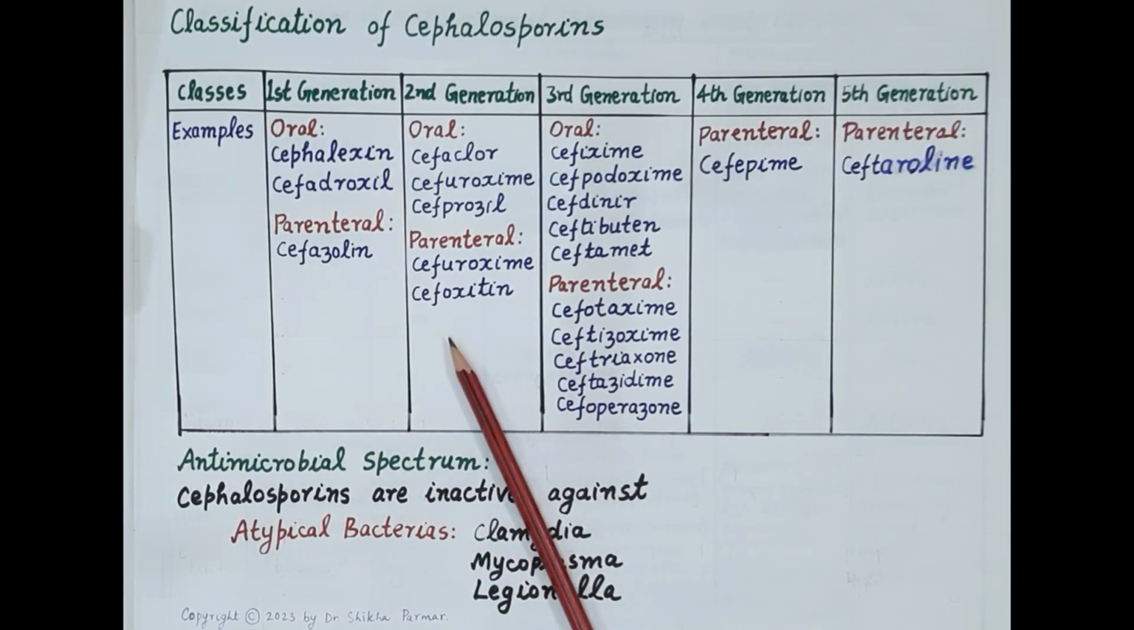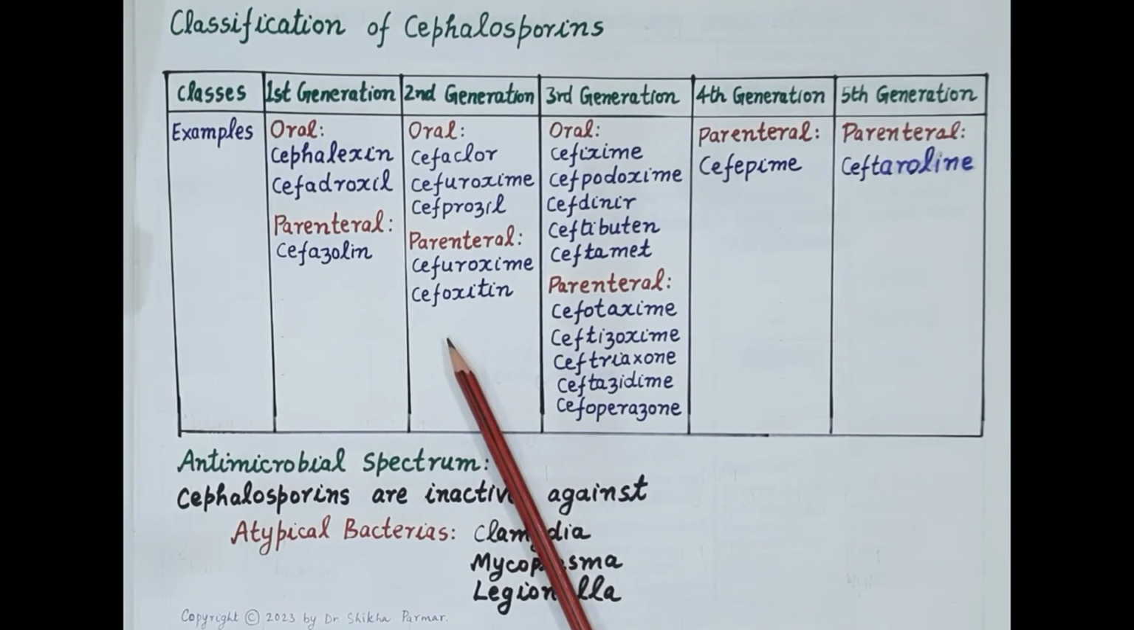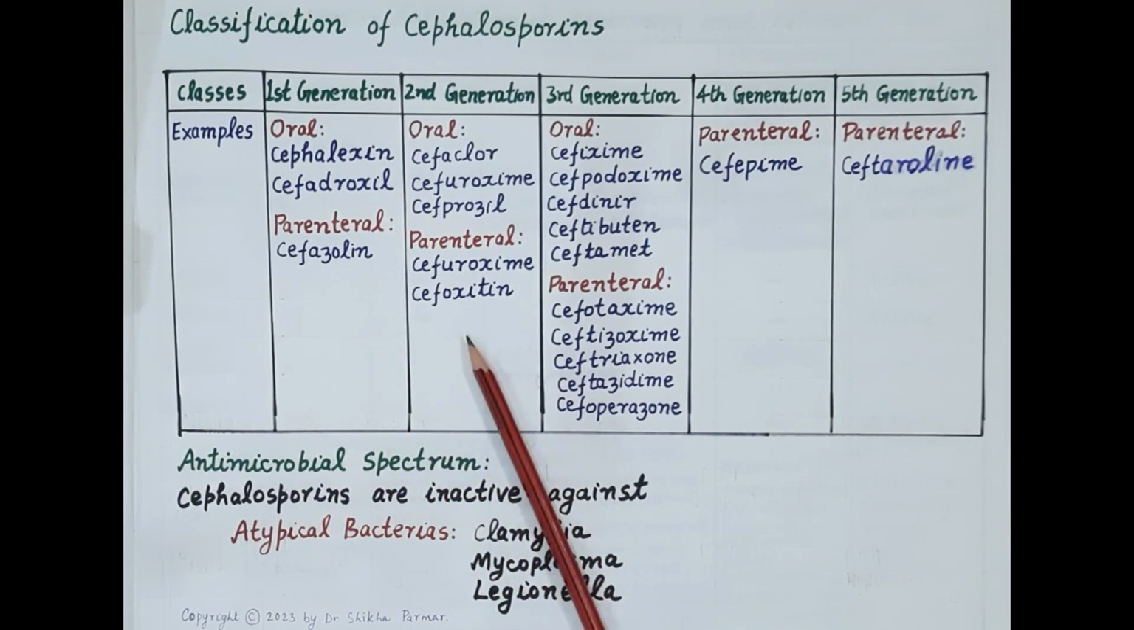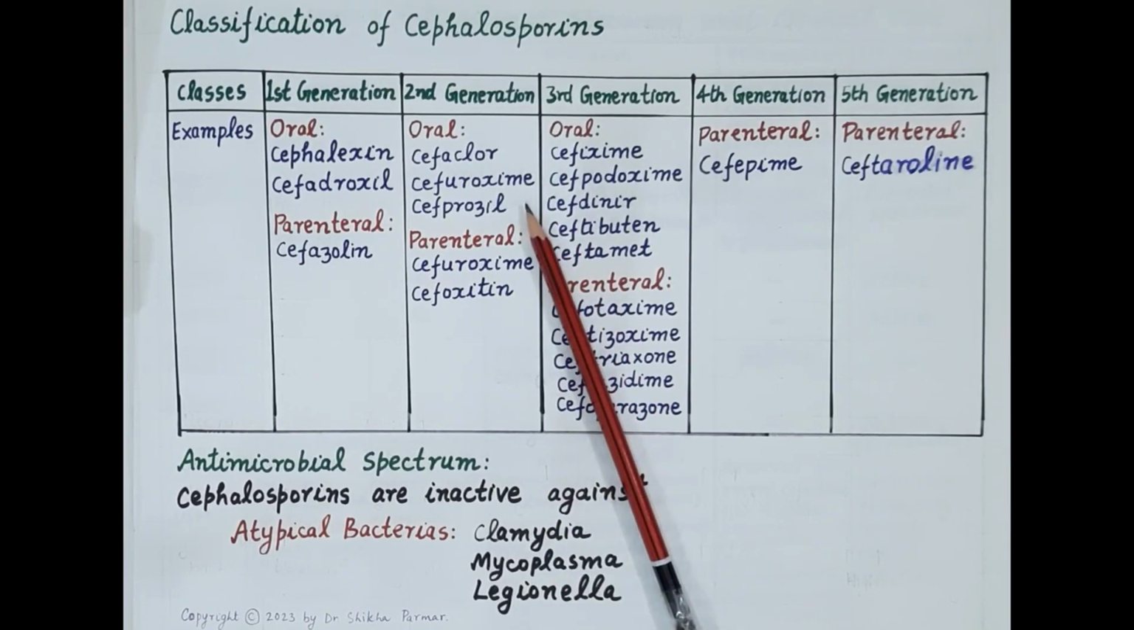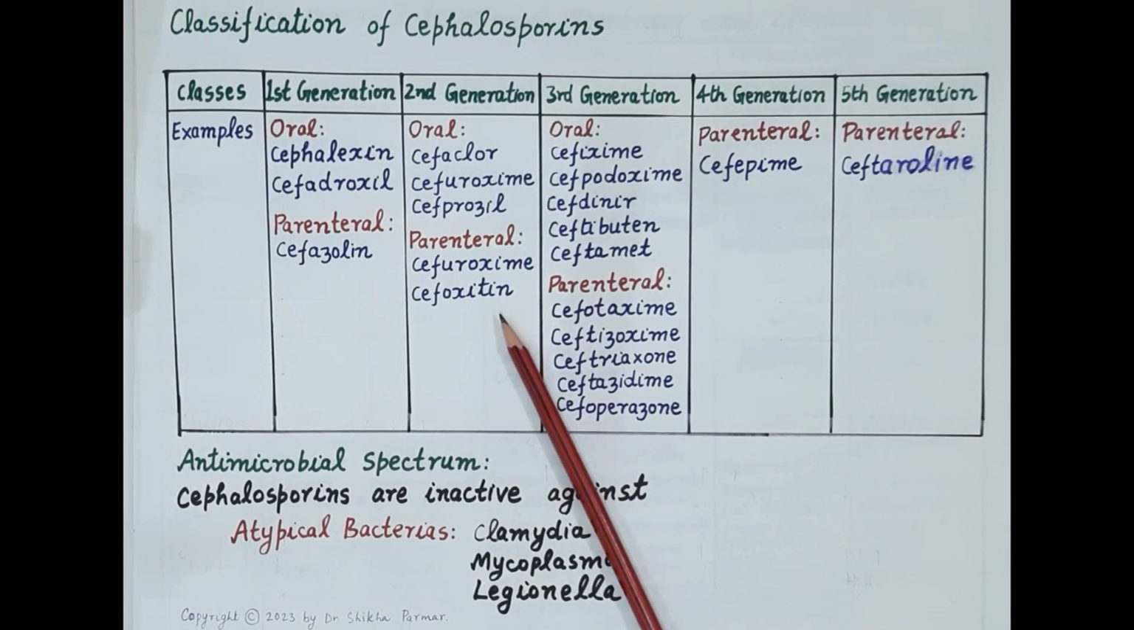Then, second generation cephalosporins were developed subsequent to first generation drugs and are less active against gram-positive but more active against gram-negative bacteria when compared to first generation. Cefaclor and cefprozil are given orally. Cefuroxime is used both orally and parenterally, while cefoxitin is administered parenterally. Cefaclor and cefuroxime are also active against anaerobic bacteria.